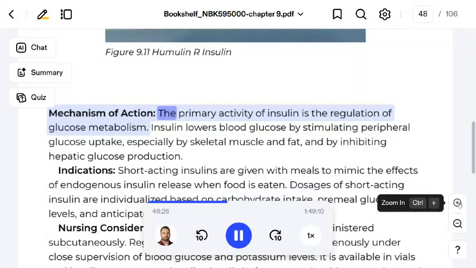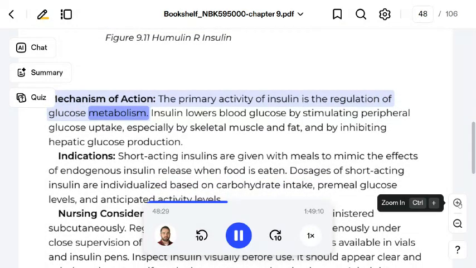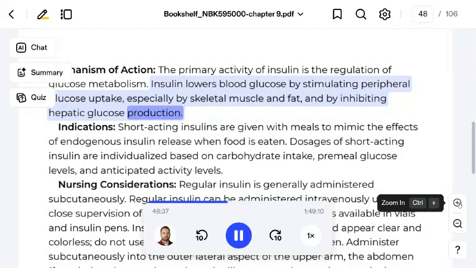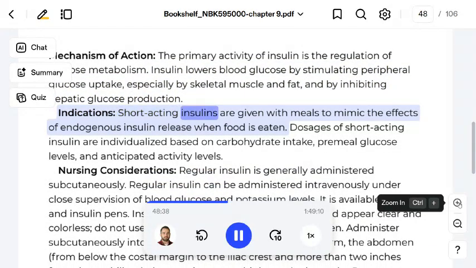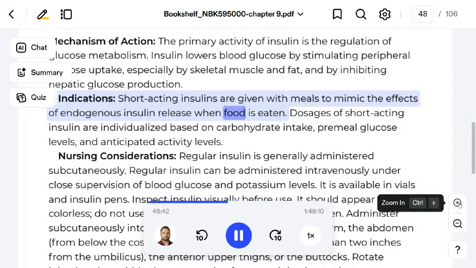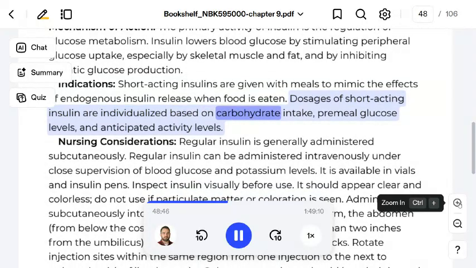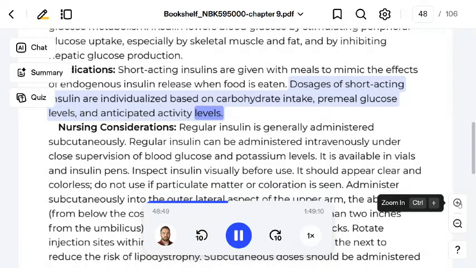Mechanism of action. The primary activity of insulin is the regulation of glucose metabolism. Insulin lowers blood glucose by stimulating peripheral glucose uptake, especially by skeletal muscle and fat, and by inhibiting hepatic glucose production. Indications: short-acting insulins are given with meals to mimic the effects of endogenous insulin release when food is eaten. Dosages of short-acting insulin are individualized based on carbohydrate intake, pre-meal glucose levels, and anticipated activity levels.